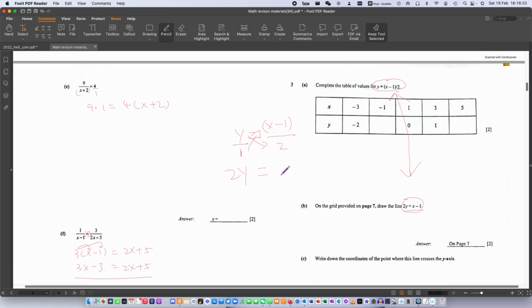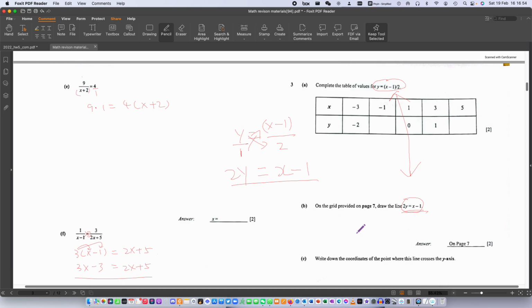2y equals to x minus 1. Okay, good. So is this the same? Yeah. So they are the same thing. Okay? So that's how you test whether they are the same thing.